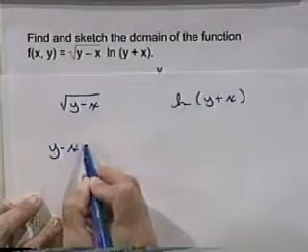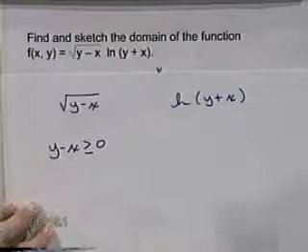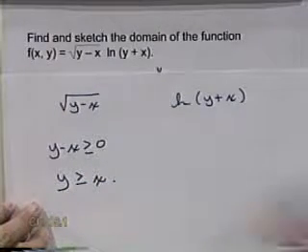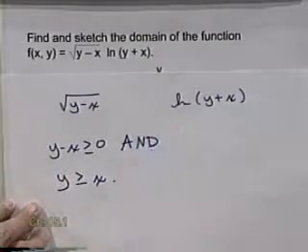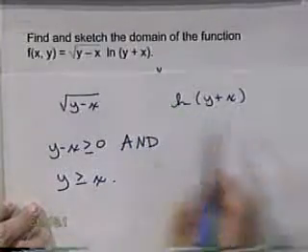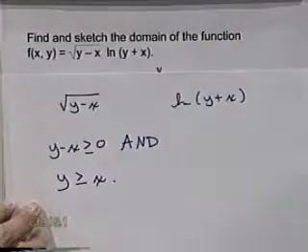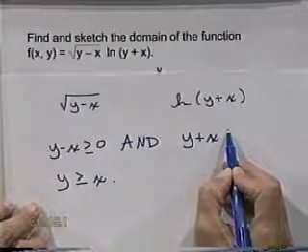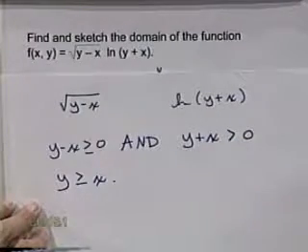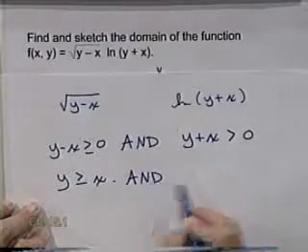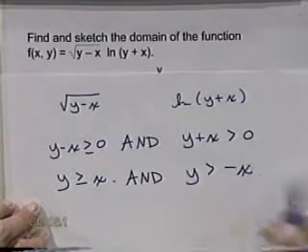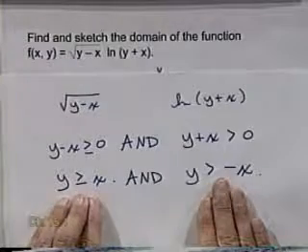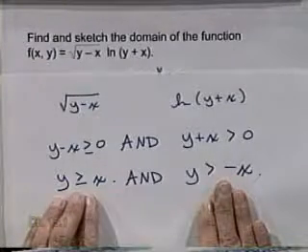For this one to make sense, what do we need? We need y minus x to be greater than or equal to 0. So we need y to be greater than or equal to x. But at the same time, we need this to make sense, because you have to have this make sense and that make sense to multiply them together. So we need y plus x to be what? You can't take the log of 0 or a negative. Strictly greater than 0, right? So we also need y to be greater than minus x. So since we need this and this, our domain is going to be the intersection of those two sets.